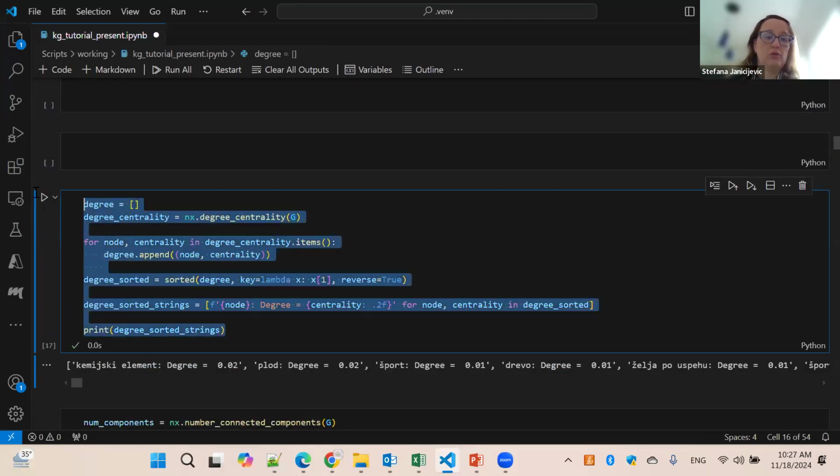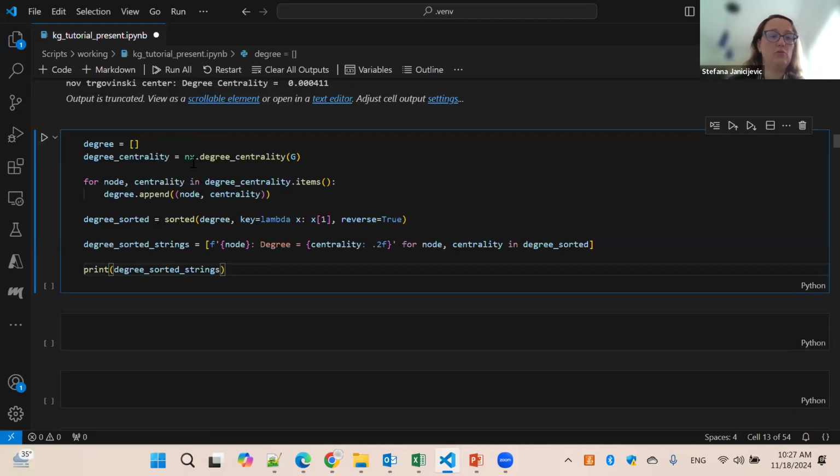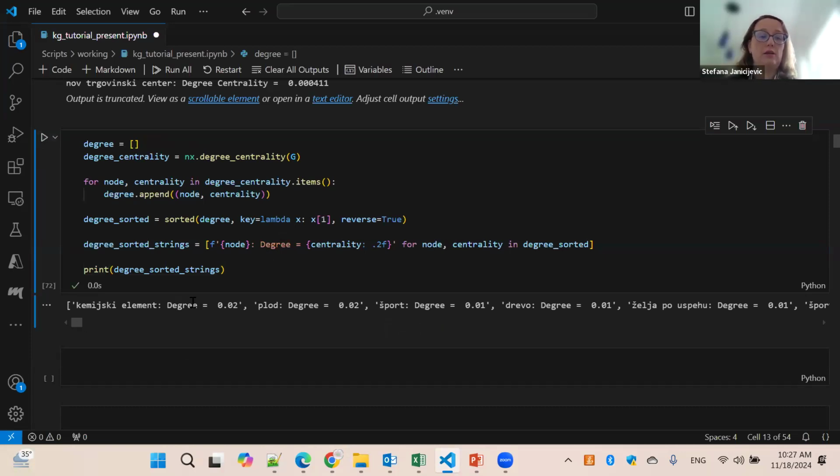If you want to sort, to find what would be most interesting, I mean, to find for every node how much, and extract the best degree in our graph, we will also type this. We will see chemistry element, collocation, plot, with this degree, sport, drevo, želja po uspehu. It's chemical element in English, plot like yield, fruit, sport, drevo is tree, wish for success. So they have, let's say, a higher degree centrality than others.